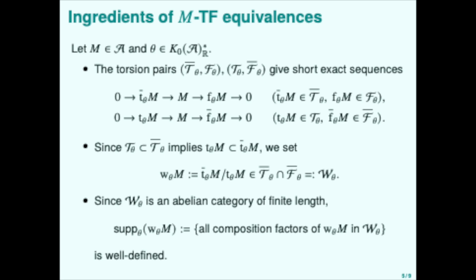Actually, W theta is nothing but the full subcategory consisting of all theta semi-stable objects in A. And it is known that W theta is an abelian category of finite length again. So therefore, we can set sub theta W theta M as the set of all composition factors of W theta M in W theta.